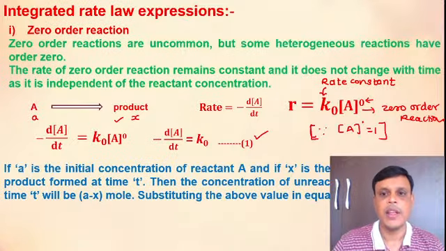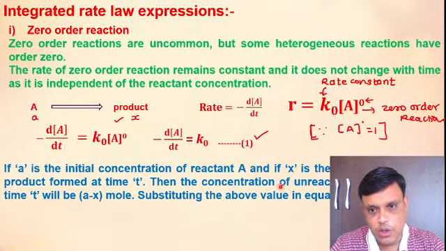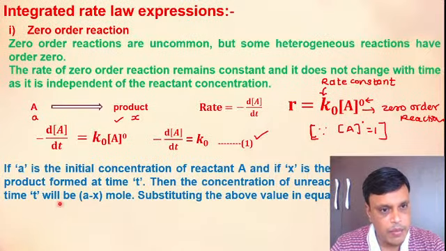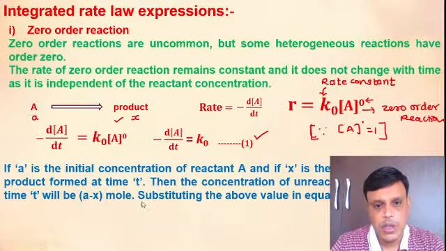So the concentration of unreacted reactant A at time t will be A minus X mole. So we will substitute the above value in equation 1.